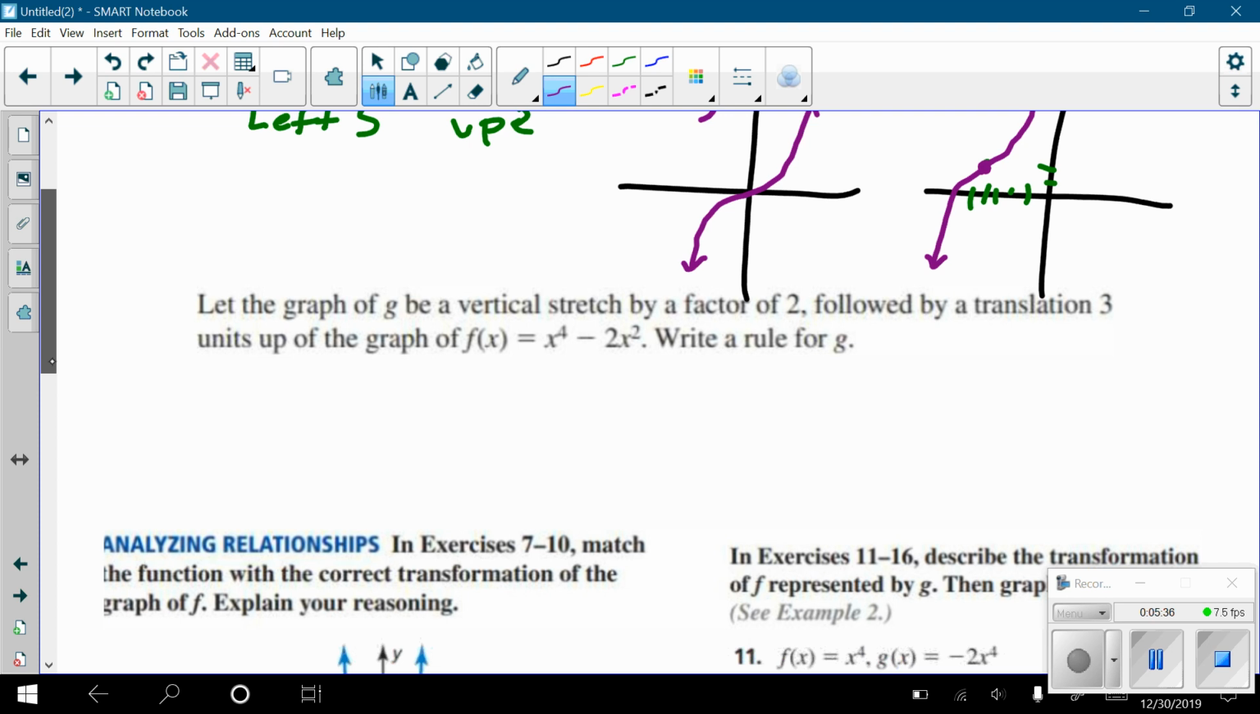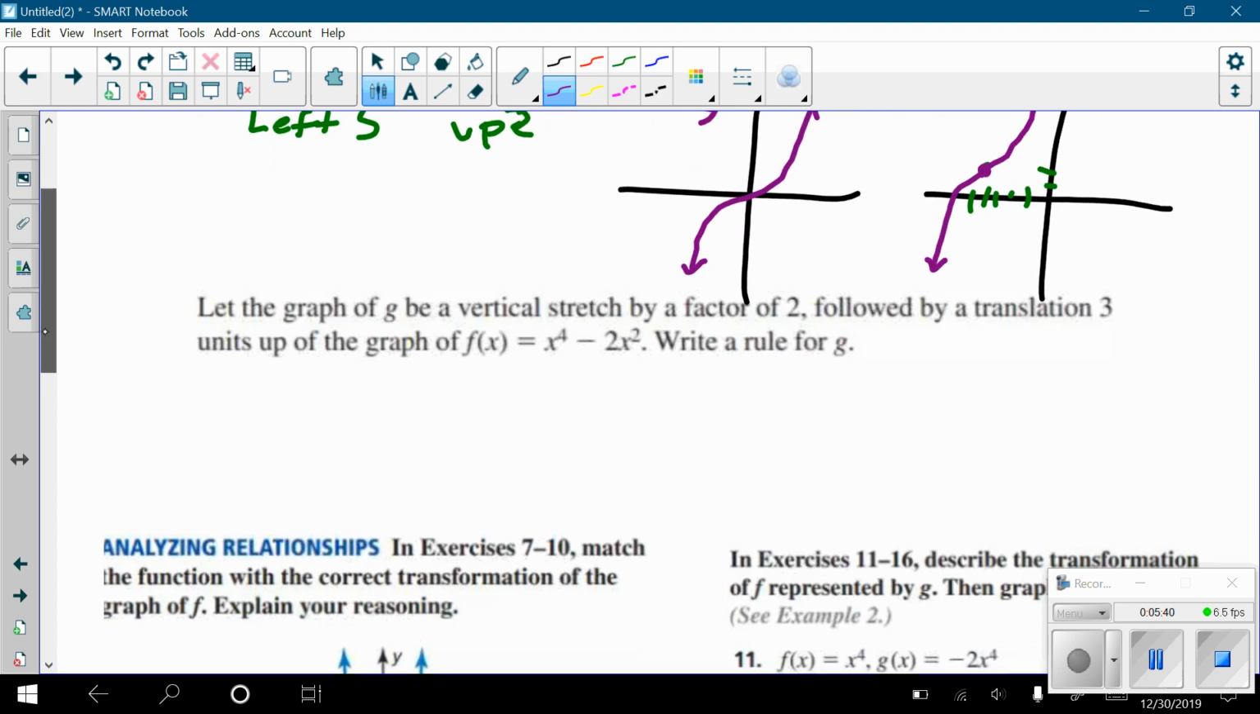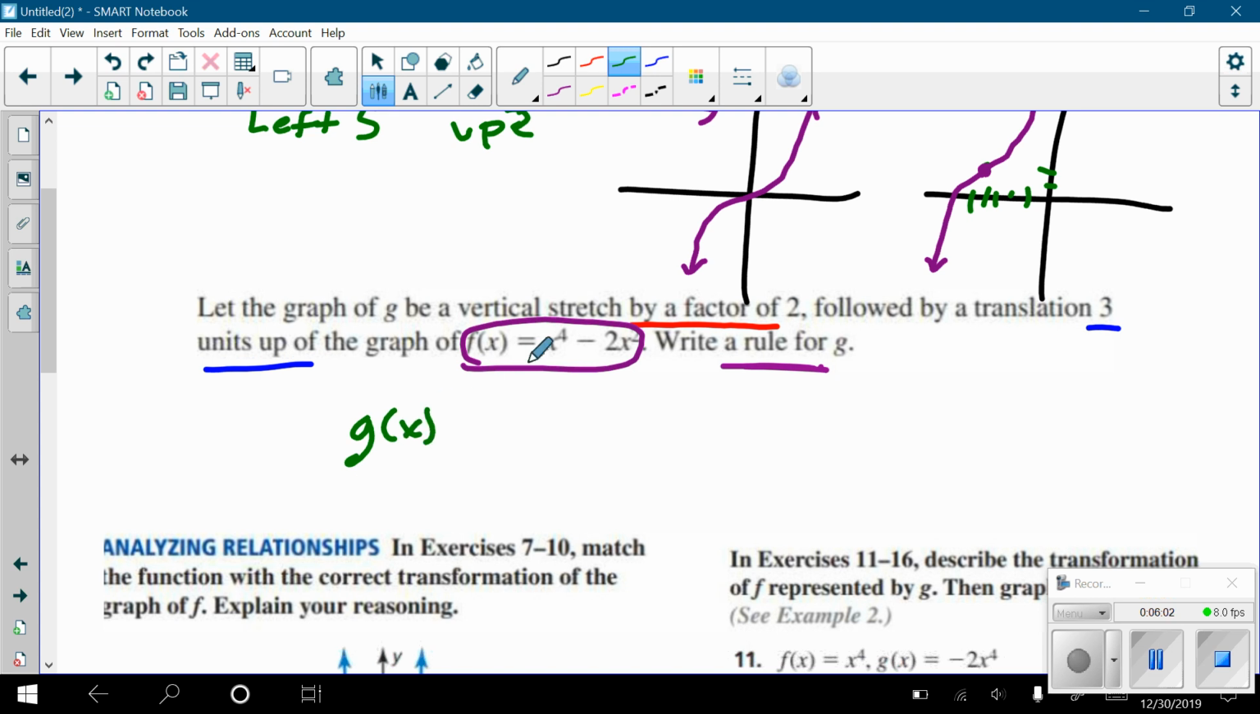Let's do one more like that. Oh, no, sorry, this one's a little bit different. So it says, hey, let the graph of g be a vertical stretch by a factor of 2, followed by a translation 3 of this function. And then write a rule for g. Okay? So we're trying to write this new function, g of x. It's going to be this guy transformed. How is it transformed? Well, it's stretched, and then it's shifted up 3.